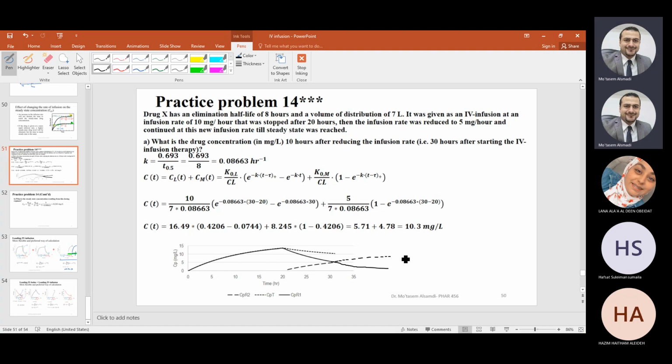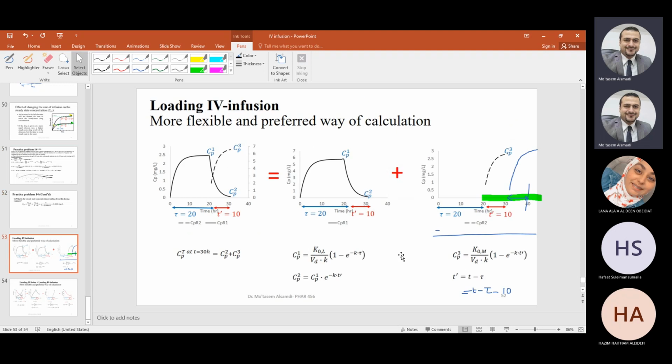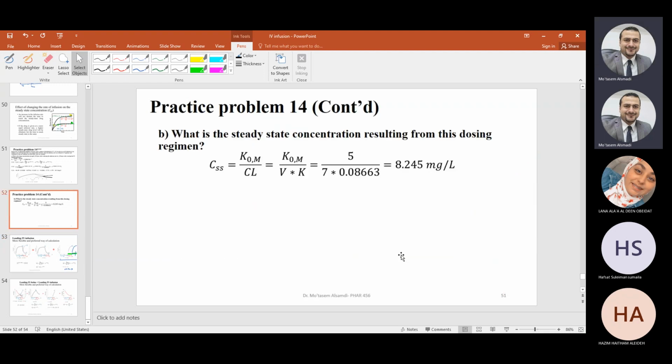Again, I started loading, or let's not call it that. The idea is that it's not about loading or high or low. The idea is that one of them is given for a period of time, then discontinued, and the second was started after that time point and continued until we reach what? Steady state. Okay? Let's go back.